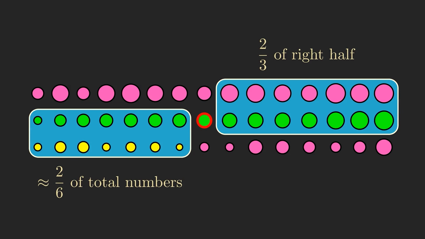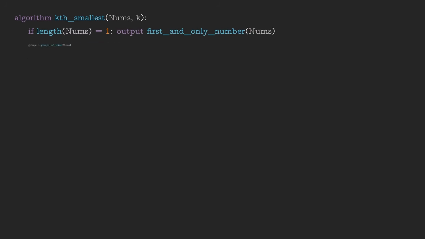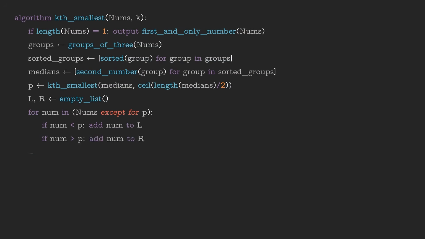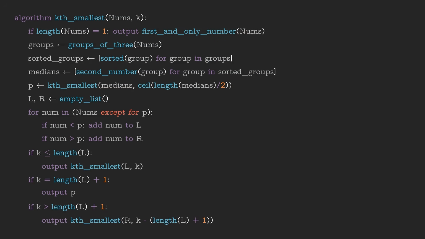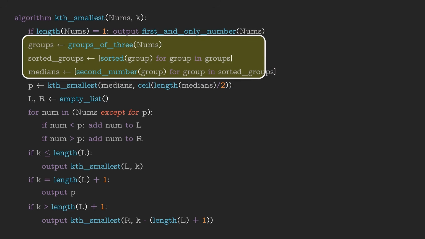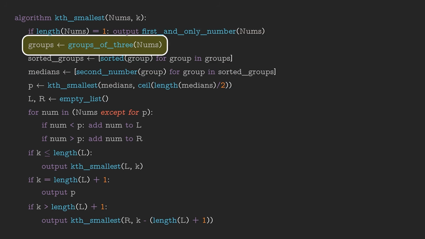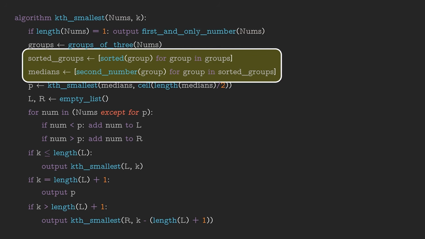It's less than all the medians to the right, which are each less than one of the numbers in their group of 3. So the median of medians is also less than 2/6 of the total numbers. Let's now repeat the analysis we did a few minutes ago to figure out the running time of this new algorithm. We've added an extra step at the beginning compared to last time, which is to create the groups of 3 and sort each one to find their medians.